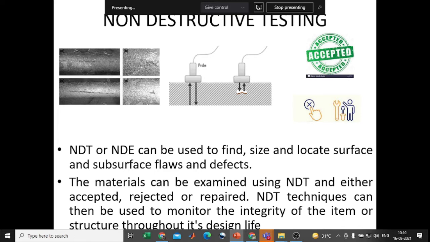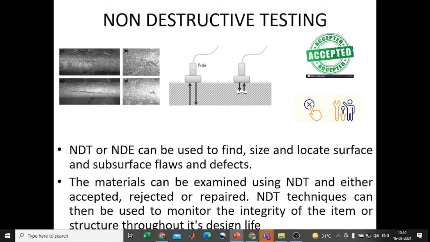Non-destructive testing or non-destructive evaluation can be used to find the size and locate surface and subsurface flaws and defects inside the materials. As you see in the first photograph on your screen, at the top left corner, there is some weldment available. Looking at this, you can visualize some cracks in that workpiece.